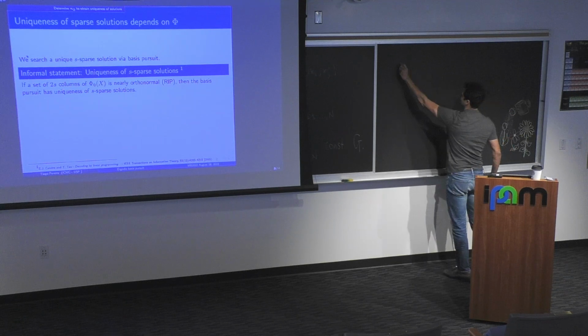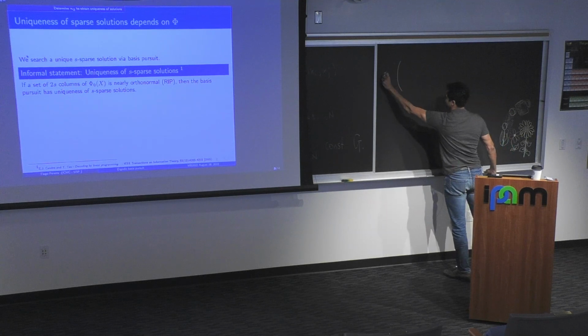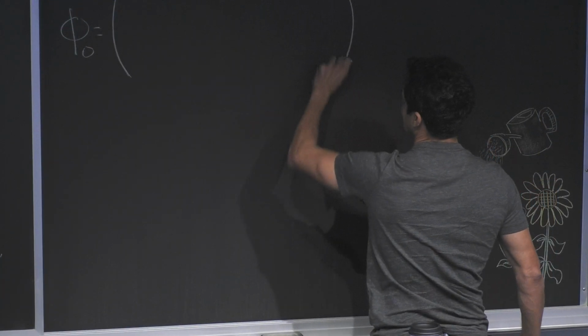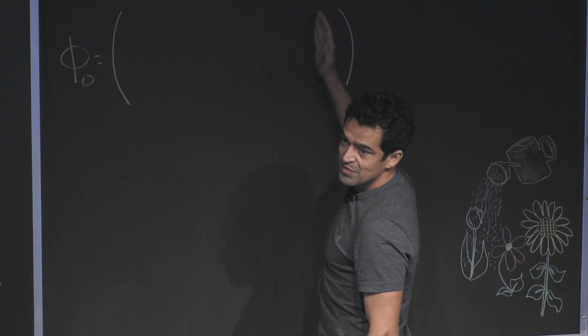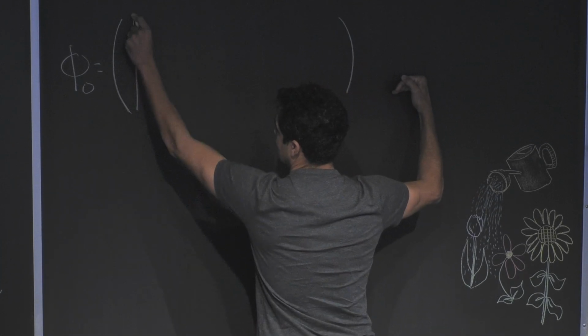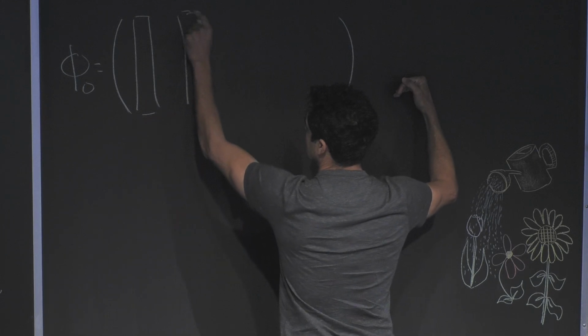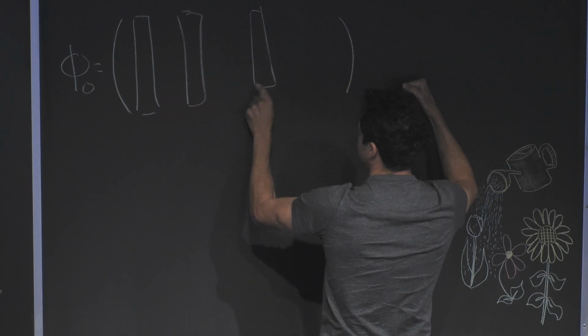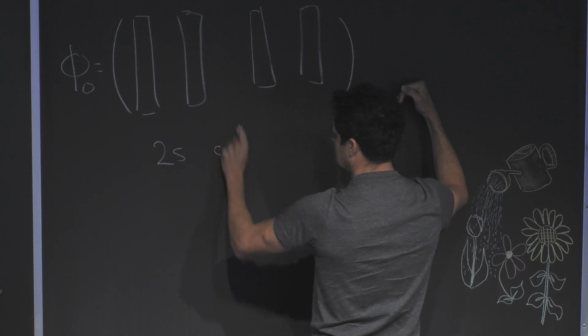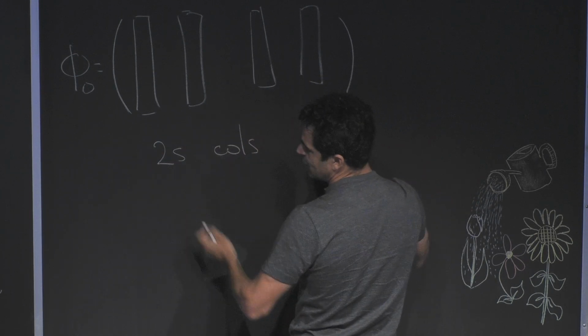What I mean is the following. This condition is saying, so this is the operator phi. It has more columns than rows. So then you take a set of 2s columns, and they can be nearly orthogonal.